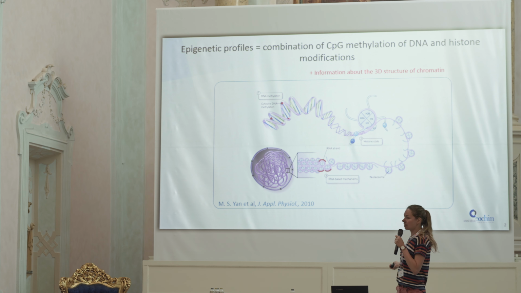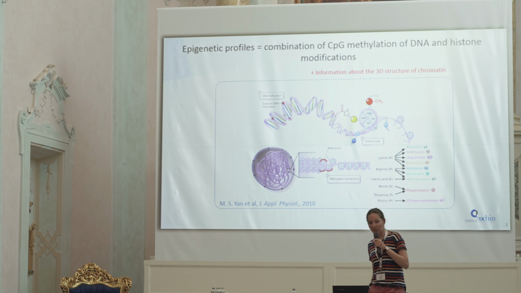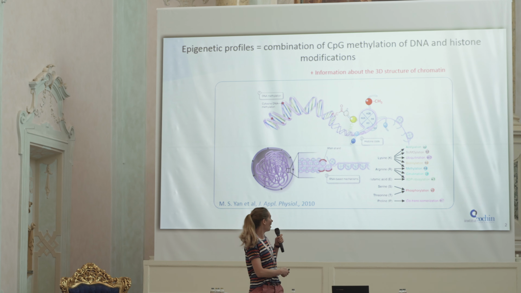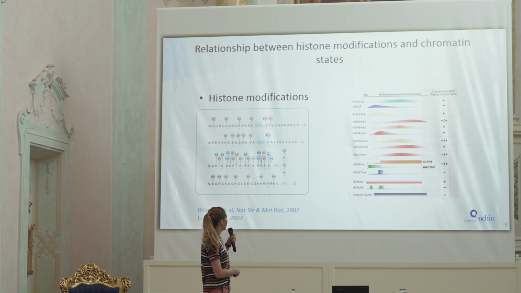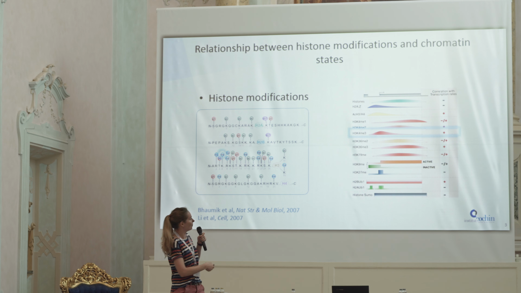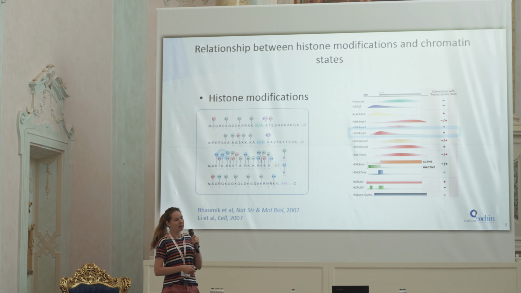Histones start to have tails, and these tails can be chemically modified by methylation, acetylation, ubiquitination, sumoylation, and so on. These modifications are associated with different transcriptional states, so chromatin states. For example, if you see trimethylation on lysine 4 of histone 3, you're almost certain that you're in a promoter region of a gene which is either active or can be activated soon.